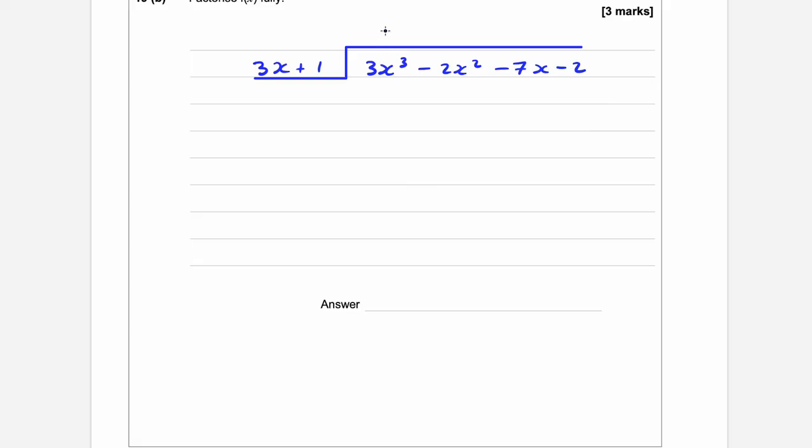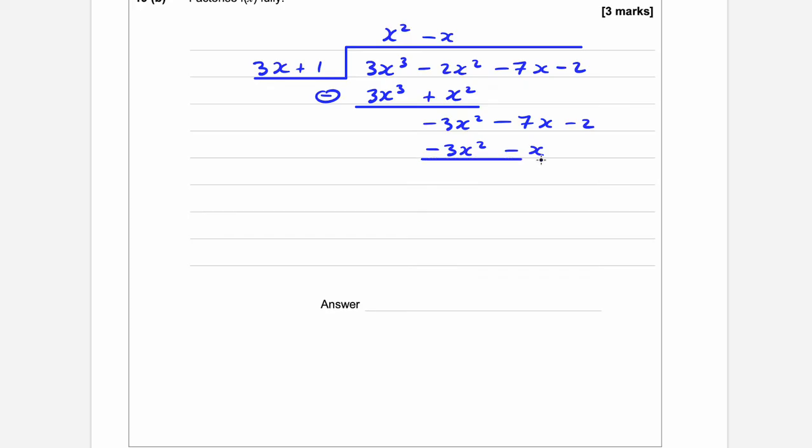3x into 3x cubed goes x squared. X squared times 3x is 3x cubed, and x squared times 1, so plus x squared. Subtract 0, and then this becomes minus 3x squared. Bring these down, minus 2. 3x into minus 3x squared goes minus x, so I have minus 3x squared minus x. I'm going to do minus x times 1.